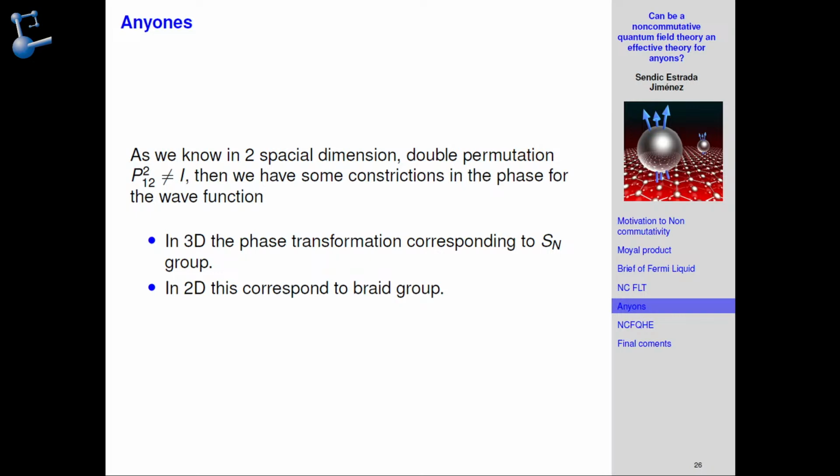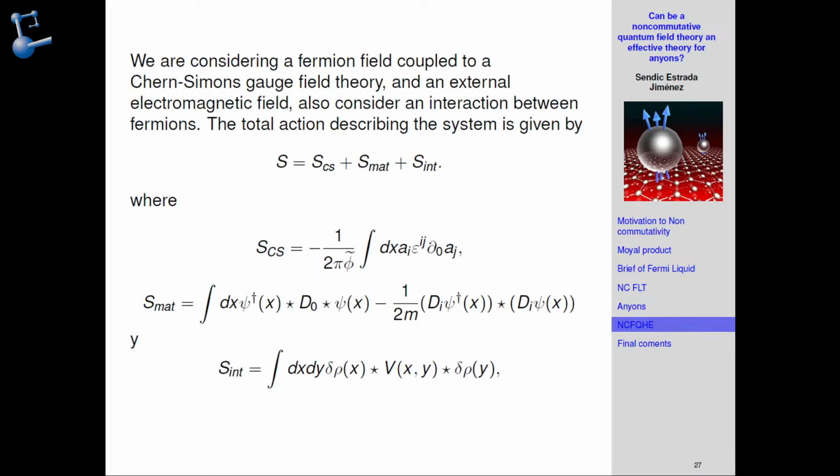Double permutation is different to identity, so we have some restriction in the phase of the wave function. This is the relation that in three dimensions the phase transformation corresponds to the S_n group, and in 2D it corresponds to the braid group, as Professor Eduardo told you.